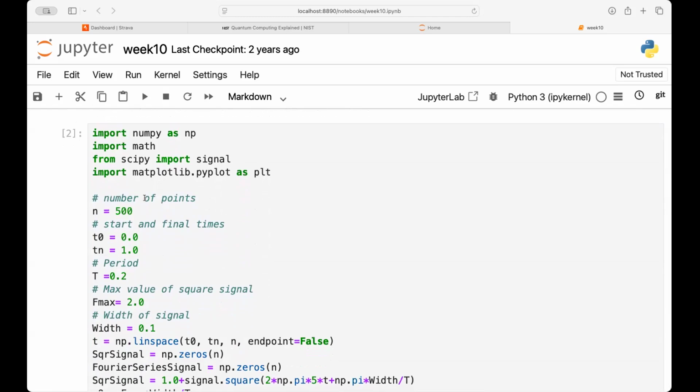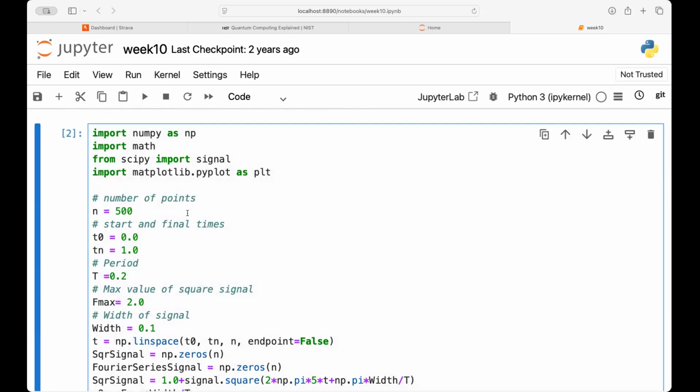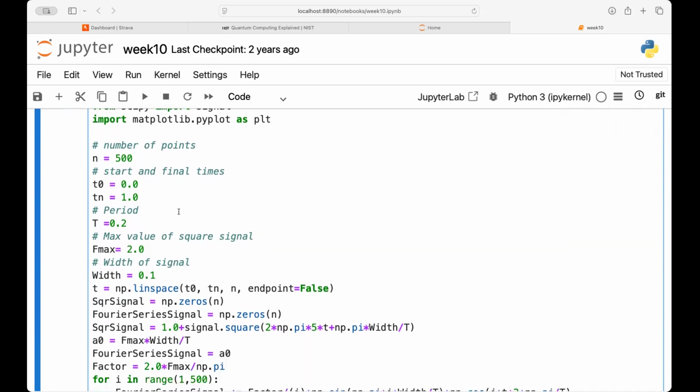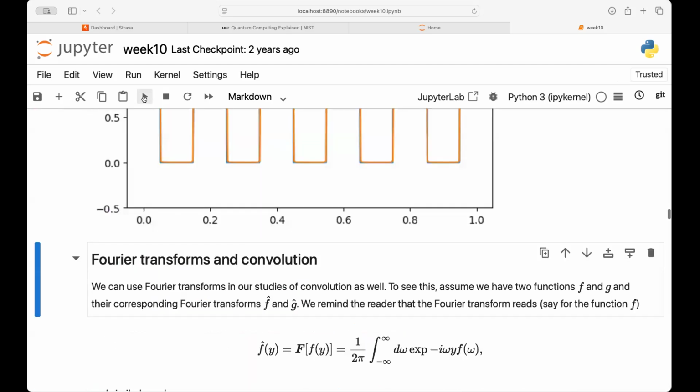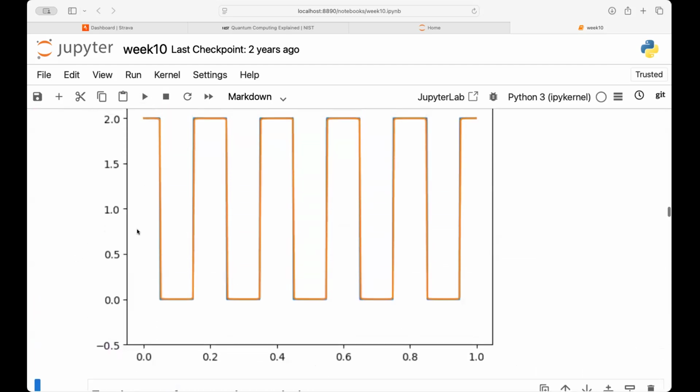And if you look at this one, I'm setting up again the same 500 points. It has an initial start time, 0 and 1, a period of 0.2. There is a width of the signal, etc., etc. And this is what it would look like.